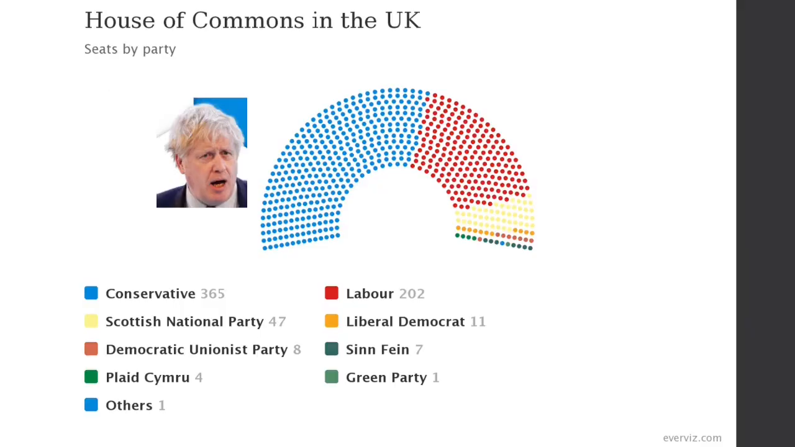So this is the House of Commons in the UK. That's Boris, in case you didn't know. He has a lot of funny pictures for some reason. And we can see the Conservative Party, while the Labour Party has over 200 seats, the Conservative Party definitely has a foothold and a majority in the House of Commons. So, yeah, very interesting. We also see some other parties like the Scottish National Party and the Liberal Democratic Party and the Green Party and the Democratic Unionist Party.